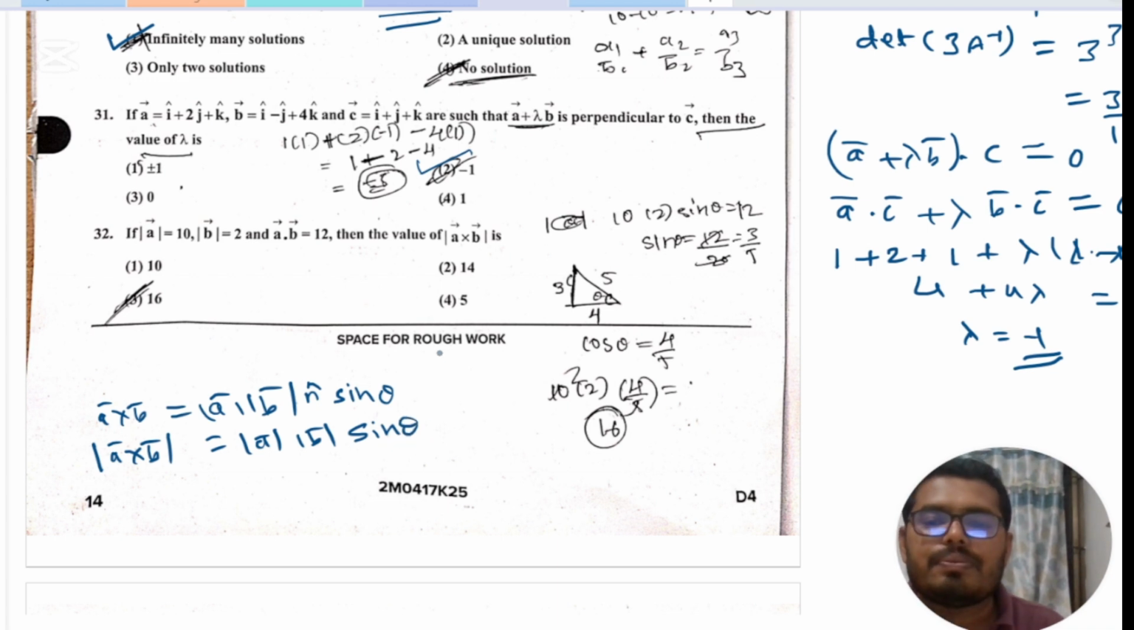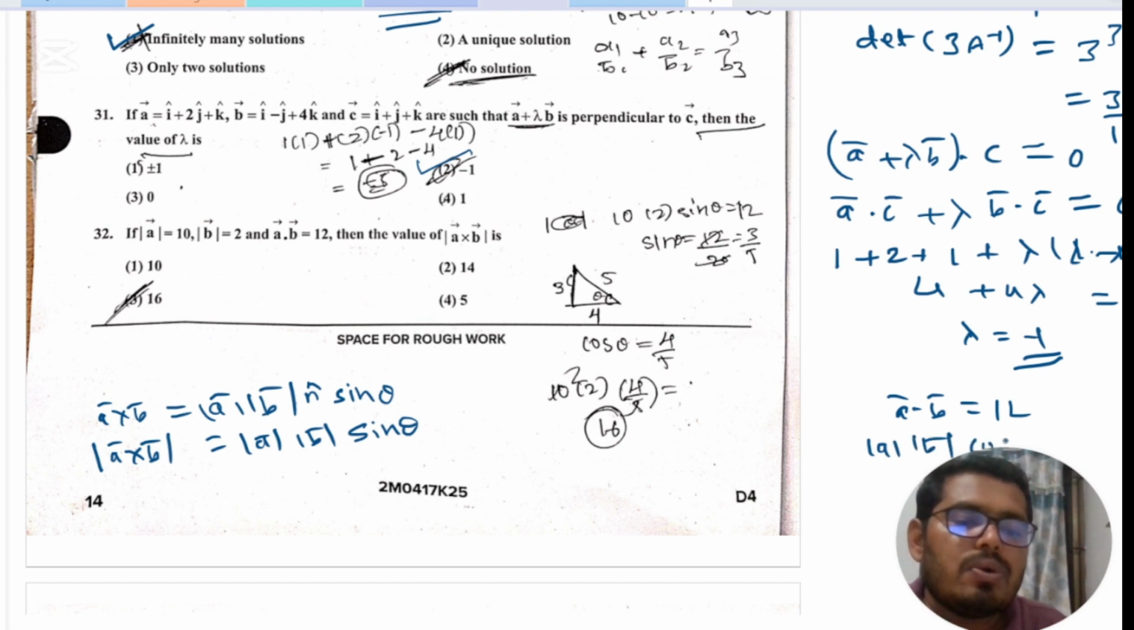Okay. Then A bar dot B bar is 12. They given you A bar dot B bar is 12. This implies that magnitude of A bar into magnitude of B bar into cos theta is equal to 12. They given you 12 here. Then magnitude of A bar into B bar is equal to 10 into 2, 20. Okay. Therefore, cos theta is 12 divided by 20. This implies 4 3s are 12, 4 5s are 20. Cos theta is 3 by 5.